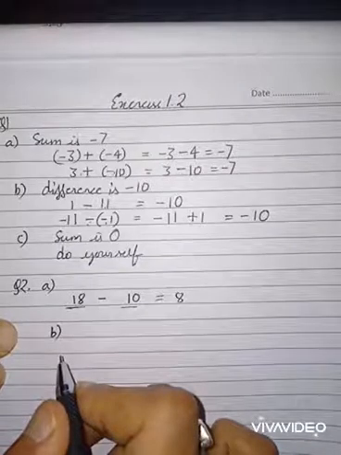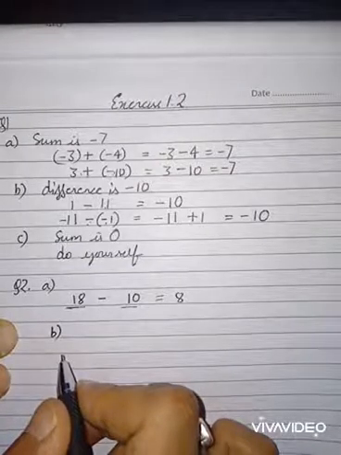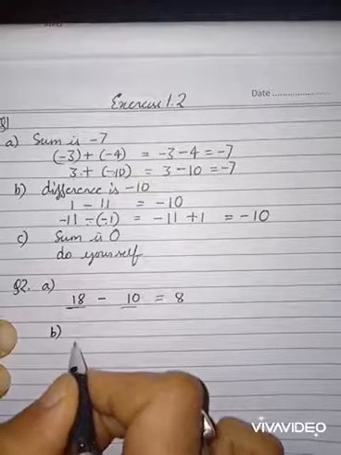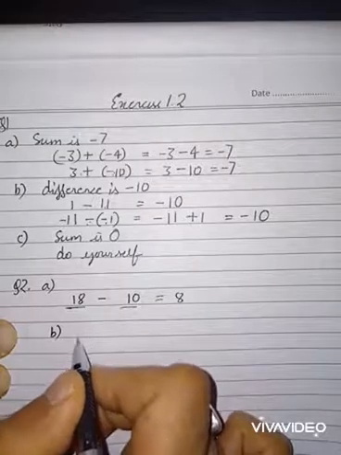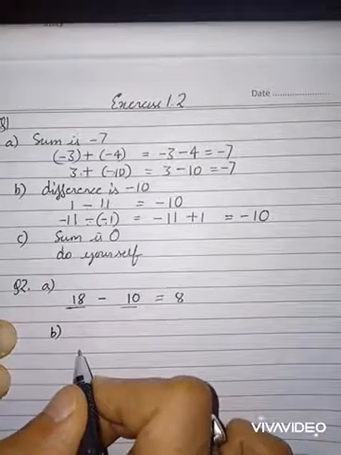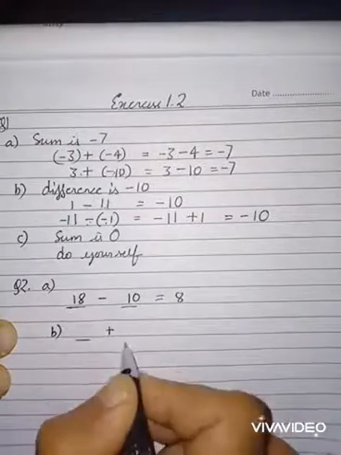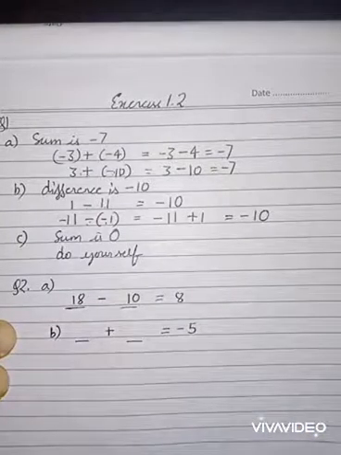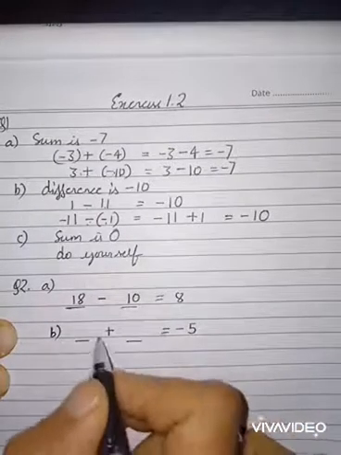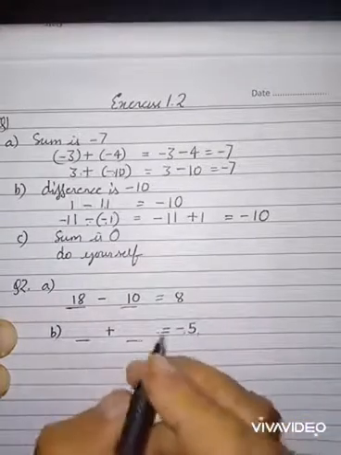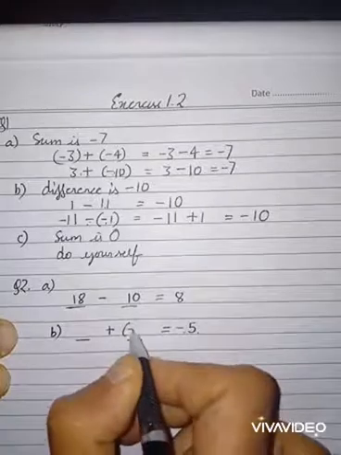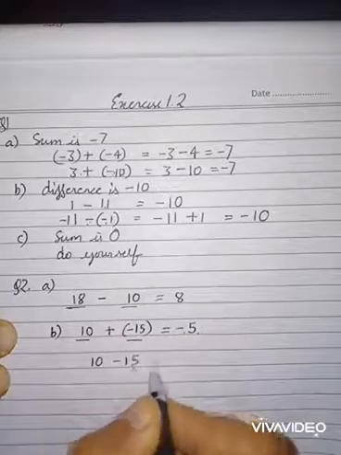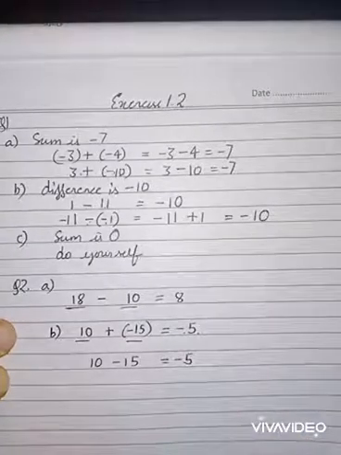In part B, we have to write a negative integer and a positive integer whose sum is -5. So you have to take one negative and one positive, and the sum should be -5. Because -5 is required, I am taking the greater one as -15 and the smaller one as 10, so that 10 minus 15 gives -5.